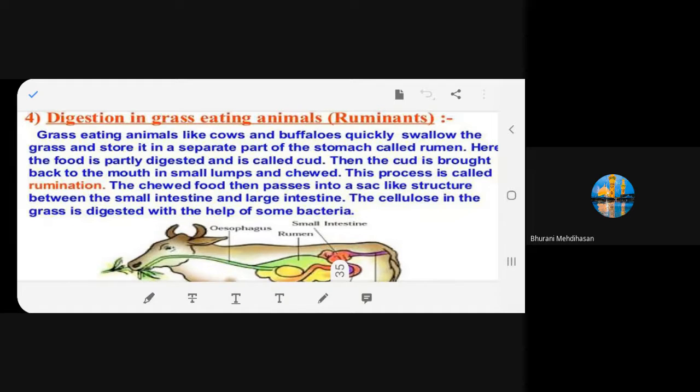Grass eating animals like cow and buffalo chew the grass and store it in a separate part of the stomach called rumen. Here the food is partly digested and is called cud. Then the cud is brought back to the mouth in small lumps and chewed.